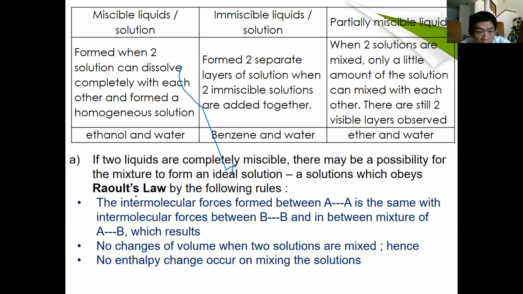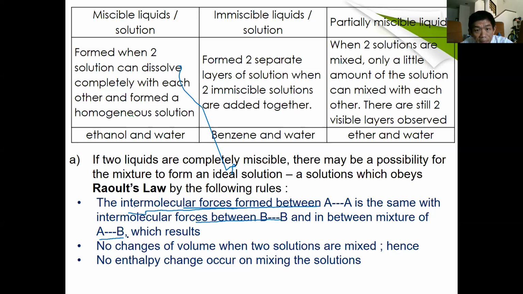You have three postulates. The first postulate is that the intermolecular forces of A equal the intermolecular forces of B and equal the intermolecular forces between A and B. Of course, they cannot be exactly the same, but they are more or less the same. So what type of mixture will produce almost the same intermolecular forces? Number one, they shall have the same functional group. This is more towards organic liquids. So number one, they shall have the same homologous series.